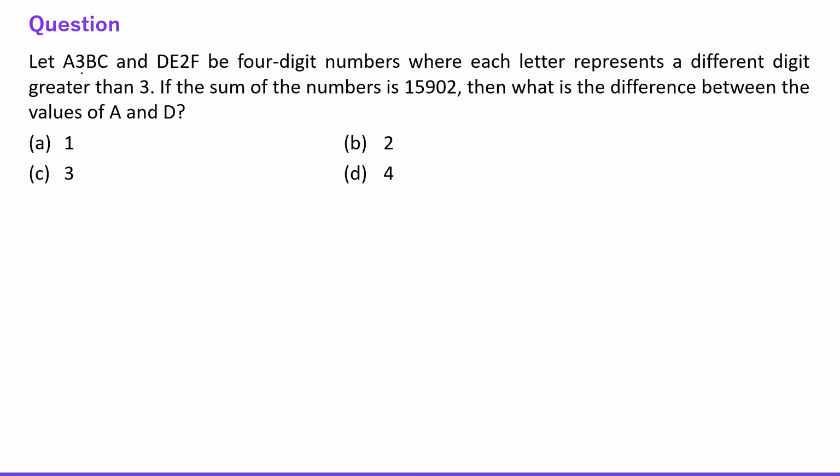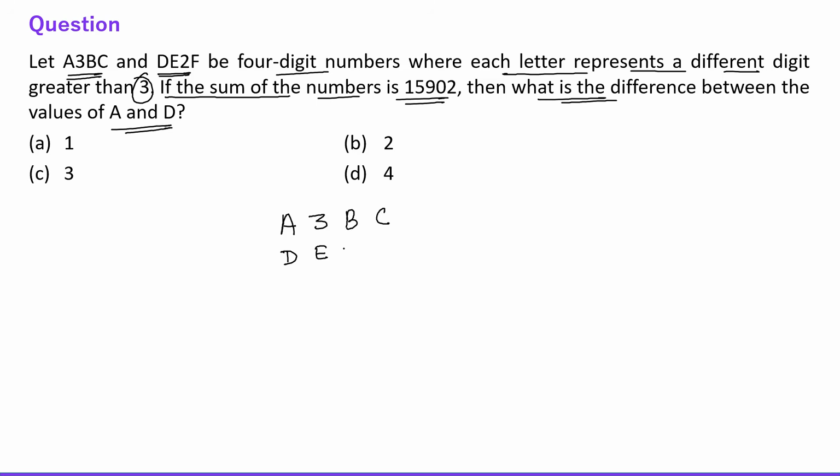Next question is, let A3BC and DE2F be 4-digit numbers where each letter represents a different digit greater than 3. If the sum of the numbers is 15902, then what is the difference between the values of A and D? Alright, this is A3BC and this is DE2F. When we add them, we are getting 15902. Fine. So they are asking what is the difference between the values of A and D.